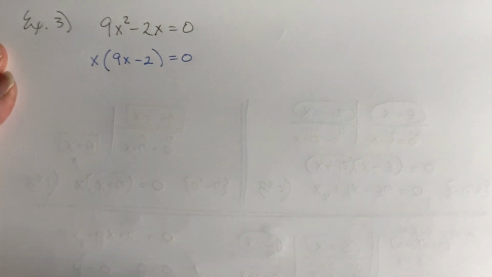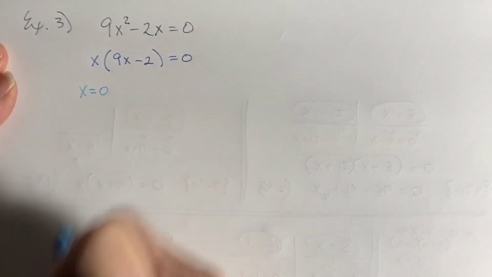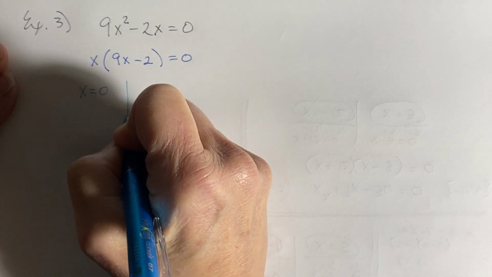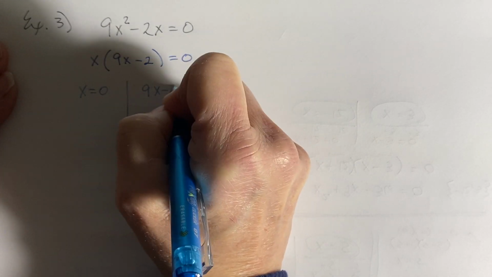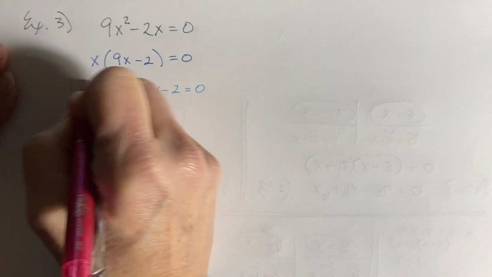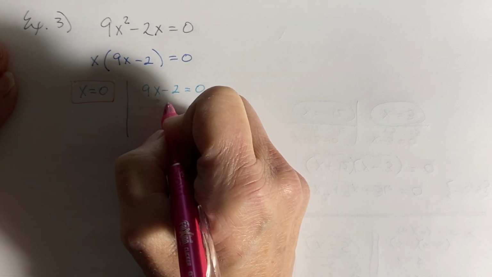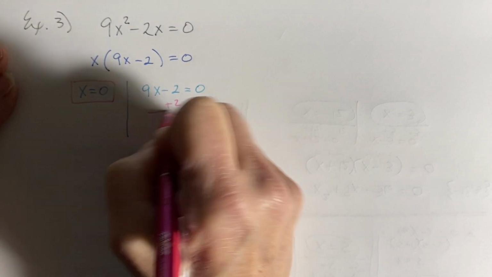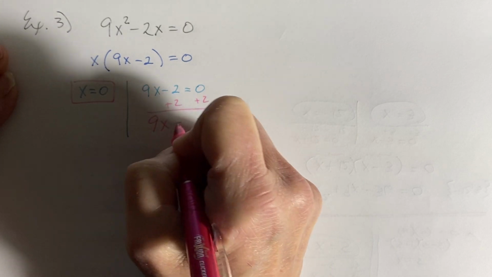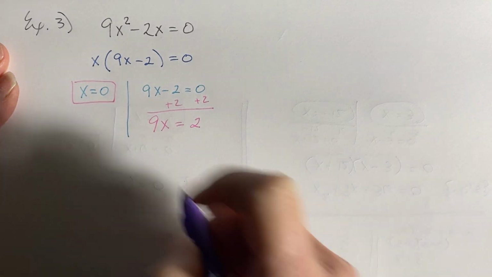So each of these factors I'm going to set equal to 0. This one is just plain old x, or the 9x minus 2 equals 0. The x equals 0, nothing to do there. I've already got one solution. It is 0. This one, I'm going to add the 2. 9x equals 2. And then I'm going to divide out my 9.